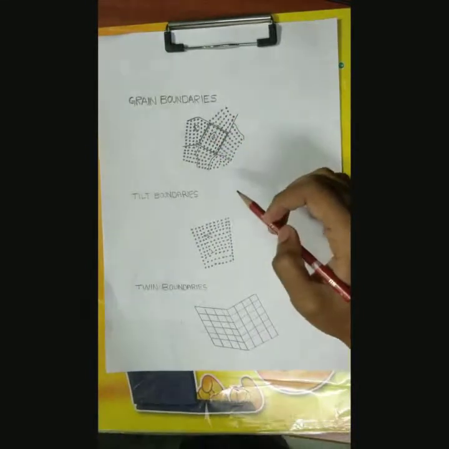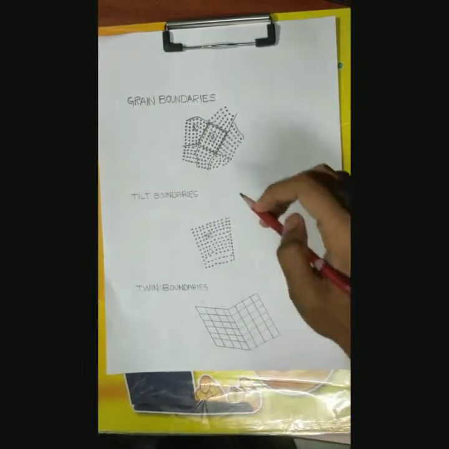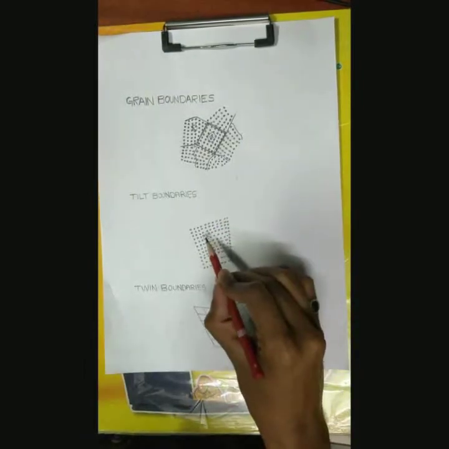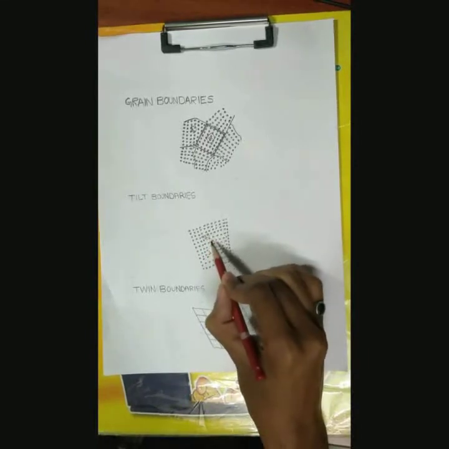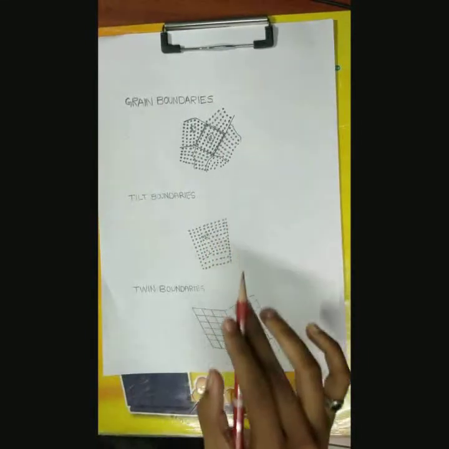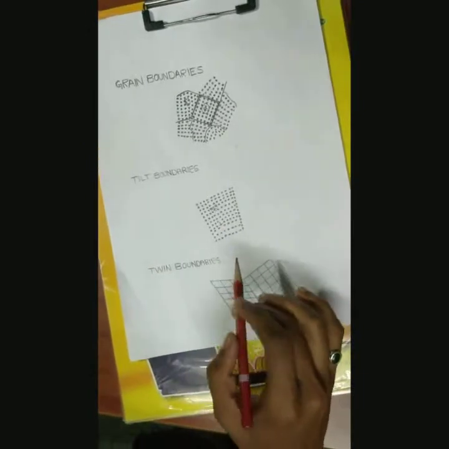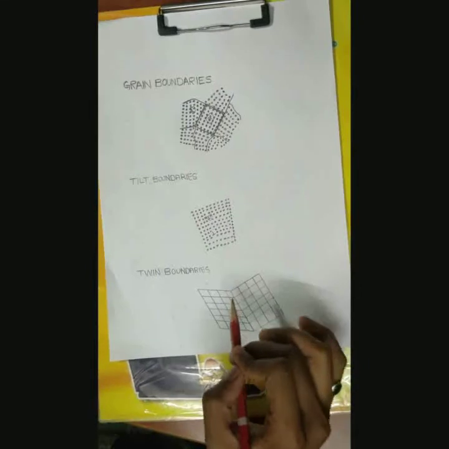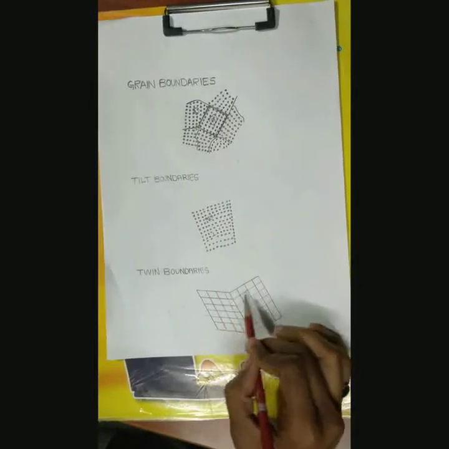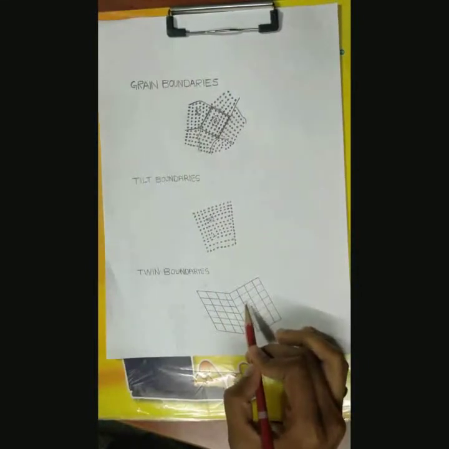And coming to the second type, tilt boundaries. Between two slightly misaligned grains appear an array of edge dislocations. This is known as tilt boundaries. The third type is twin boundaries. A twin boundary happens when the crystals on either side of a plane are mirror images of each other. Both are the two mirror images. This is known as the twin boundaries.